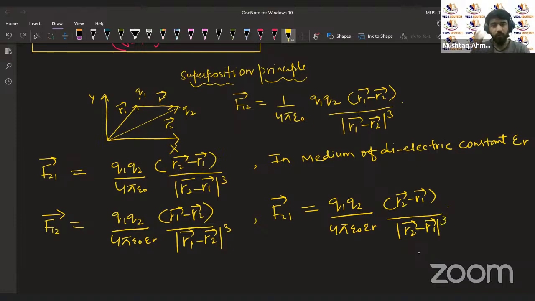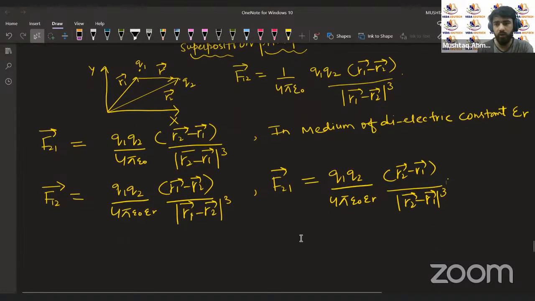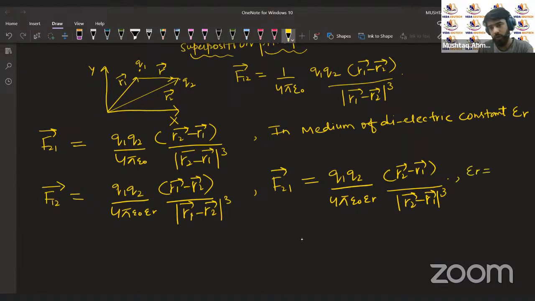So that's how we calculate the force between the two charges, provided they are placed in a vacuum or in a medium. If the charges are placed in a medium, the force between the two charges will reduce by a factor of 1 upon epsilon r, where epsilon r is the dielectric constant of the medium, or relative permittivity. Epsilon r is equal to epsilon upon epsilon naught, where epsilon is the permittivity of the medium and epsilon naught is the permittivity of free space.